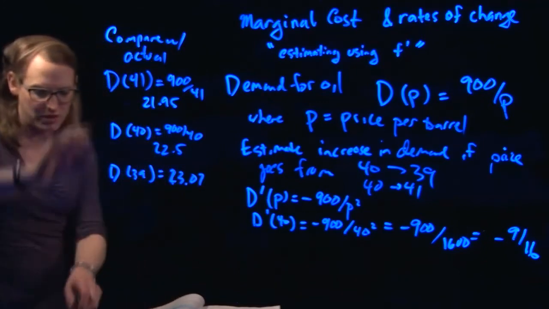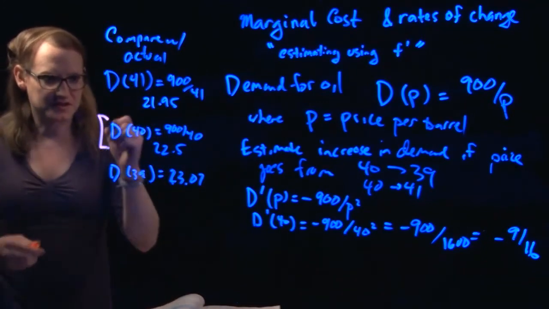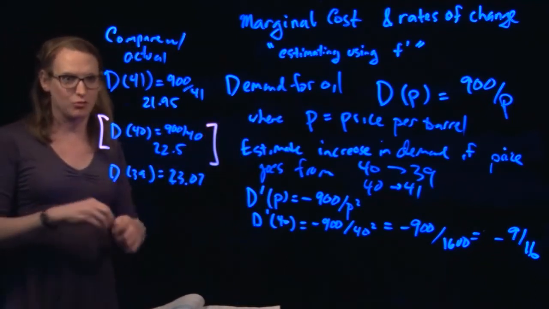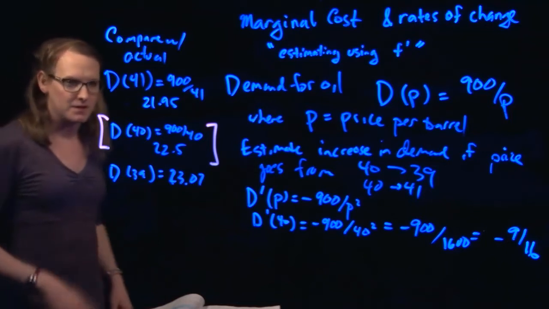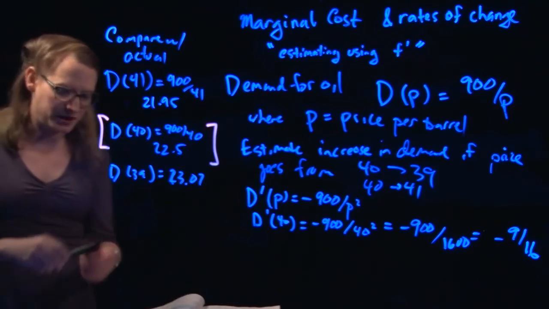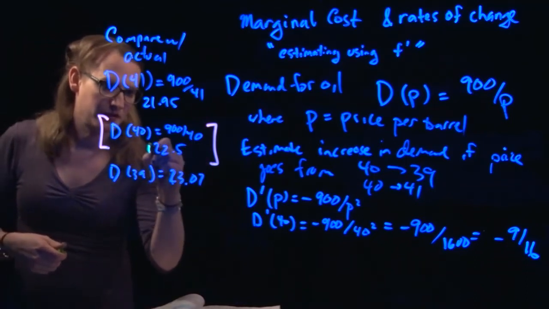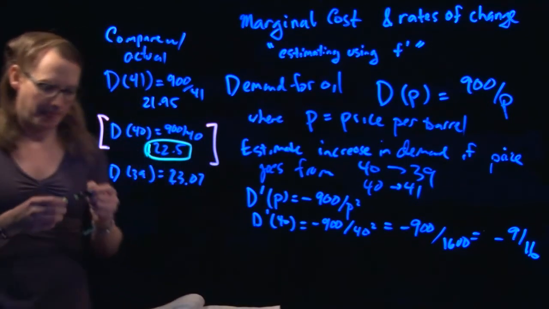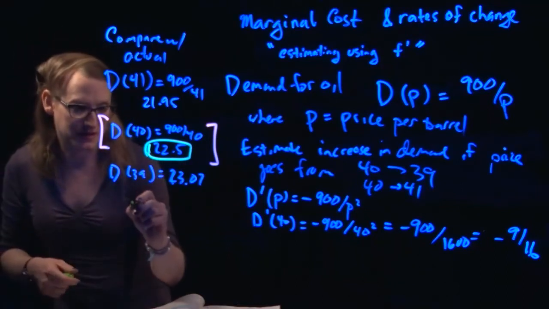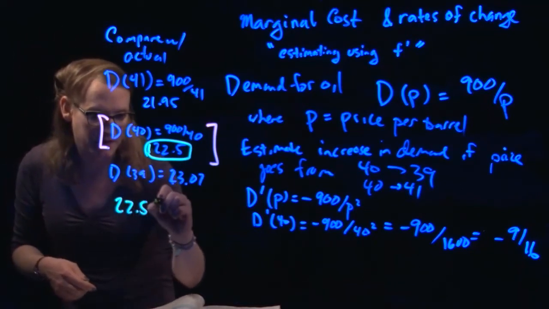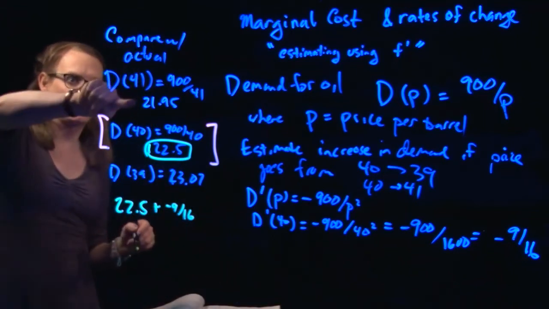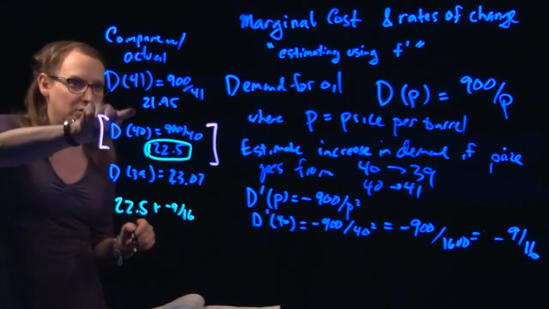So I've got this one right here. This is like the base one that we're considering. We're focusing our attention on this. This is the root for our estimations. So check this out. If I take this value right here, this 22.5, and I add that value minus 9 over 16, 22.5 plus minus 9 over 16, I should get about that value.